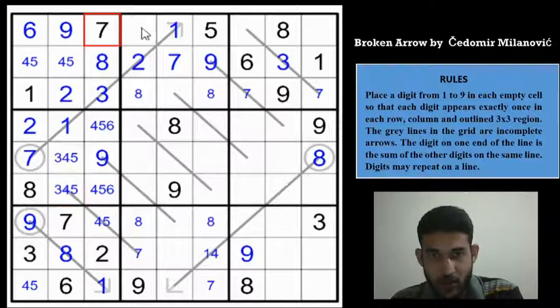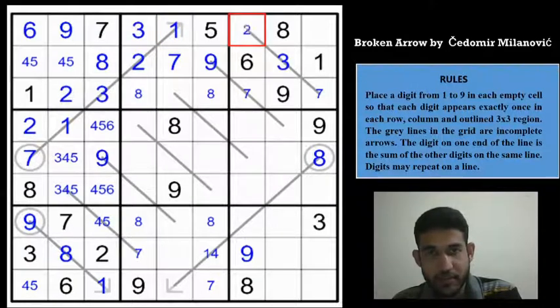Okay, let's look at row 1, which seems very restricted now. 6, 7, 9, 1, 5 and 8. So remaining are 2, 3 and 4. But you have a 3 here, which means that 3 can't go into these 2 cells. So 3 must go here. And these 2 cells must be 2 and 4.